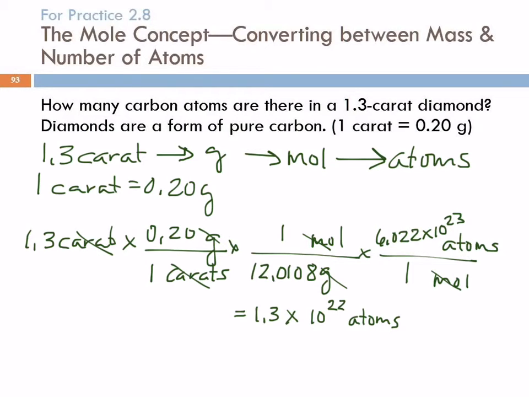But things like chlorine, if you round that to the nearest whole number, that's going to cause a problem. So don't get into the habit of rounding your molar masses to whole numbers. It's not a good idea.